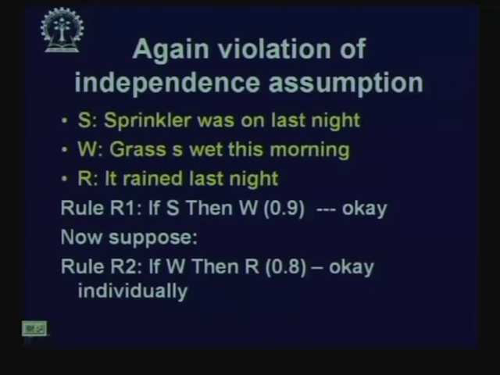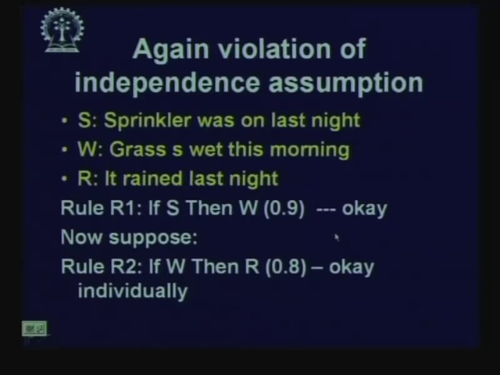Now say S is sprinkler was on, it was put on last night. And the statement W says grass is wet this morning, today the grass is wet. And R is another proposition, it rained last night. Okay. Now, if I assume that all these are independent, and I write a rule R1, if S, that means if the sprinkler was on last night, then W, then today morning the grass will be wet.